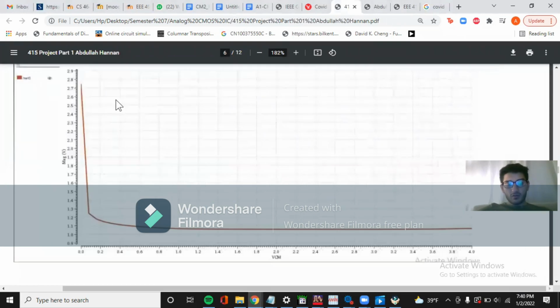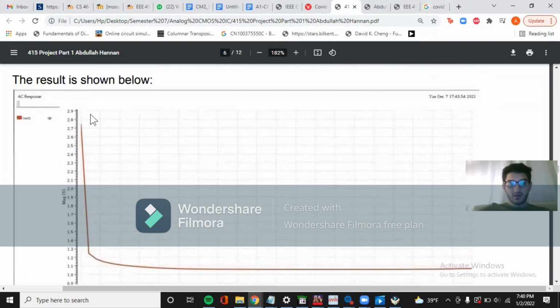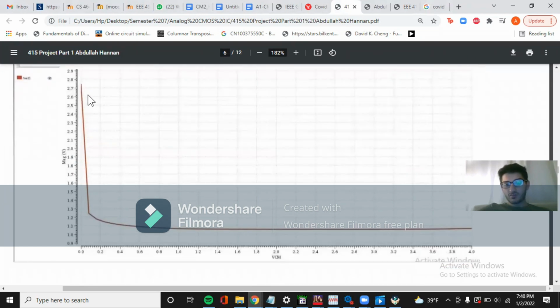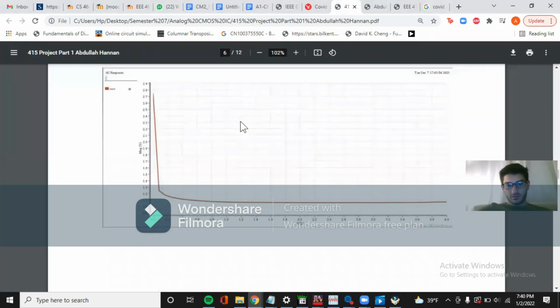Here is a plot of the output impedance against the input voltages as the input voltage is swept from 0 to 4 volts. Again, we can see that the output impedance reaches a maximum value of about 2.75 ohms, which is less than 3 ohms.